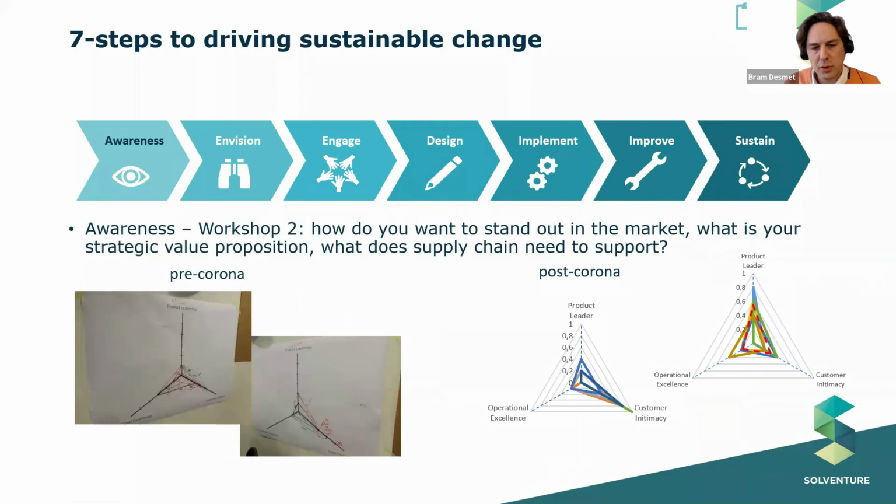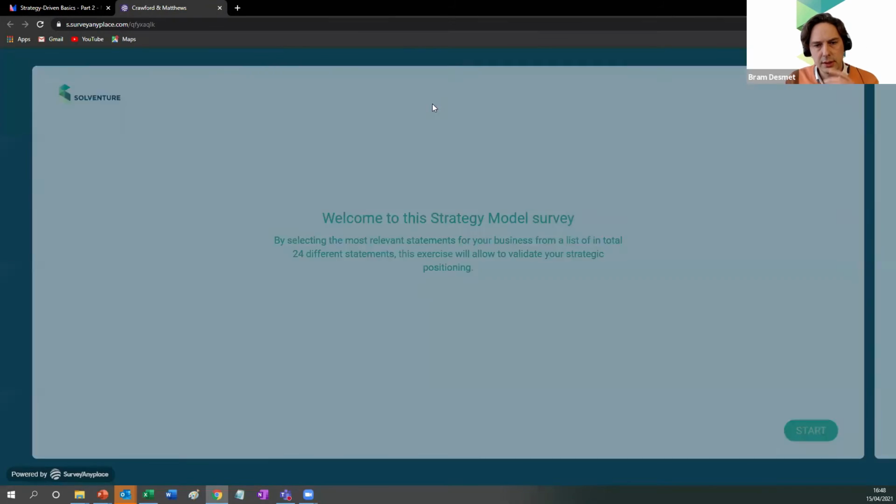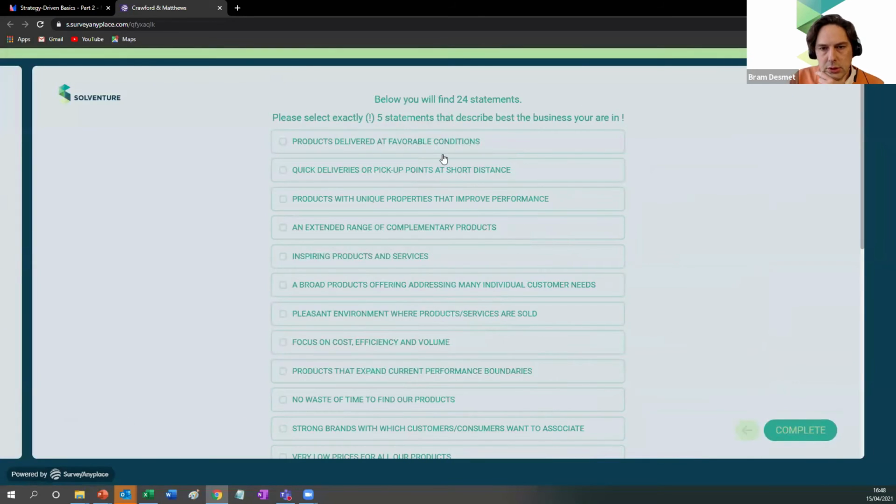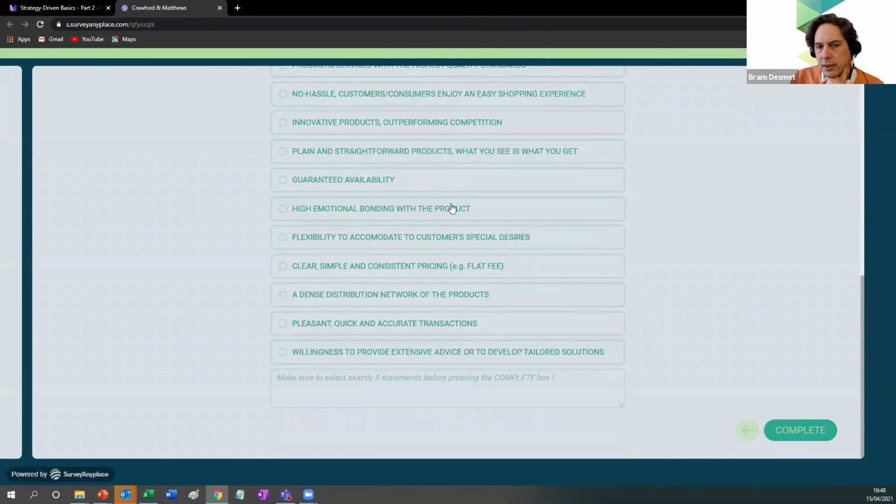The second thing we want to do is understand the strategy. And also there we have tools which can be used in a physical version and which can be used in an online version. And it's an online service. So if I quickly show it, it's a strategy survey. I can now fill it in. I can ask multiple people from the company to fill it in. What do you need to do? You need to select statements. So you need to select 5 statements out of a set of 24 statements.